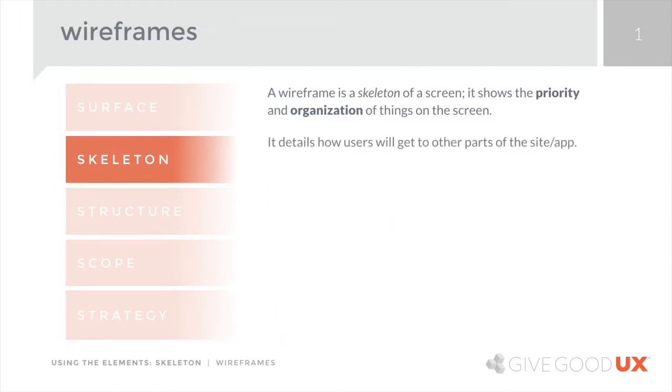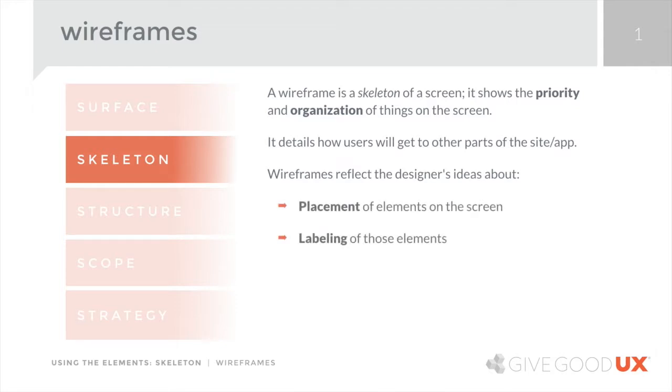What it does is it shows the priority and the organization of things that are on the screen. All right? It tells us how people are going to get to each specific part of the site or the app or the system. It represents the basic layout and organization of all the screens, the wayfinding mechanisms, demonstrates how you're going to interact with what's being presented. Wireframes reflect the designer's ideas about placement of elements on the page, the labeling of those elements, navigation, how you're going to get from one element to the other, and functionality, behavior, and feedback.